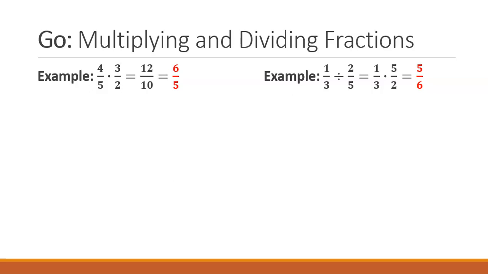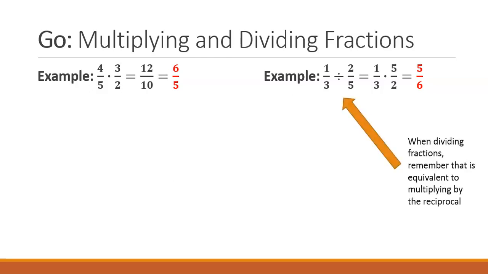If we are asked to divide, in the example provided, we are asked to divide 1/3 divided by 2/5. When we are asked to divide fractions, we can keep the first fraction the same, in this case 1/3, change our sign to multiplication, and flip the second fraction. 2/5 would become 5/2. When we multiply straight across, we would get 5/6.